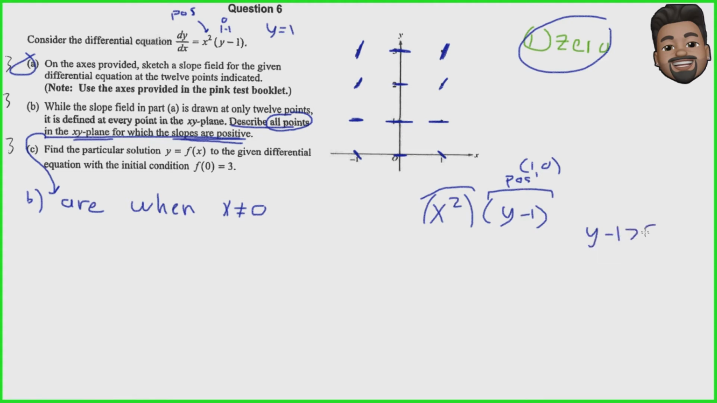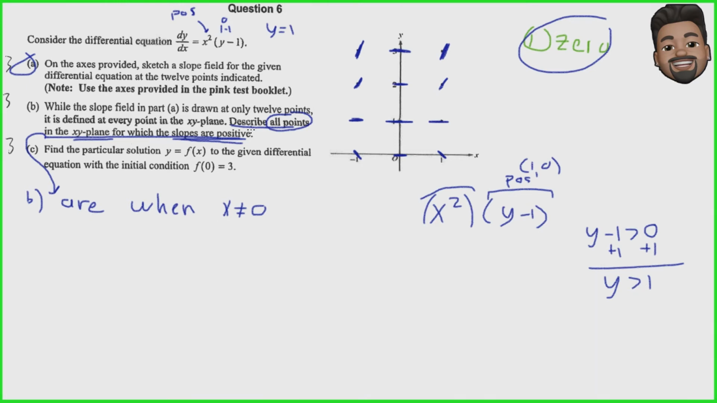We want this to be greater than 0, so we're going to solve this out, and this is only going to happen when y is greater than 1. Why does that make sense? Well, if I plug in 1, I get a slope of 0. So I'm not going to put the equal to symbol, right? That wouldn't make sense because then I'm going to include 0 slopes. I need it to be greater than 1.